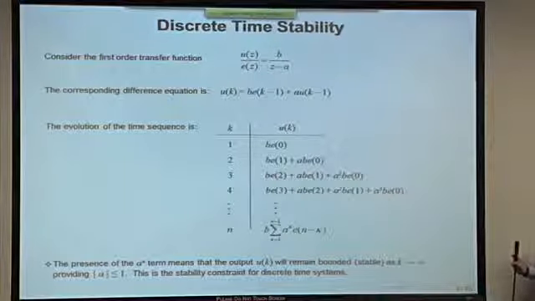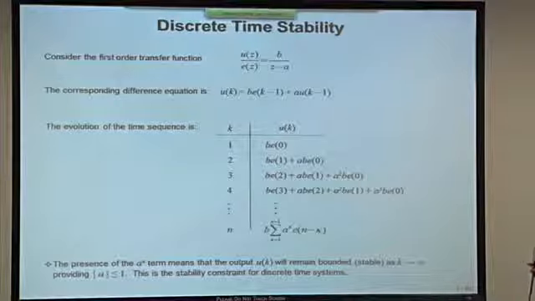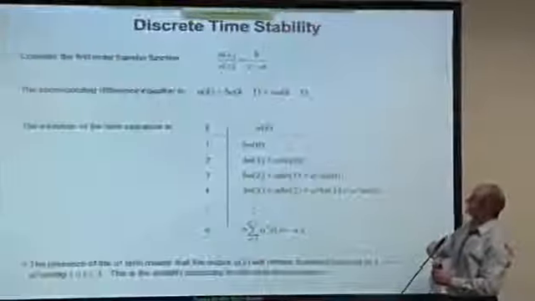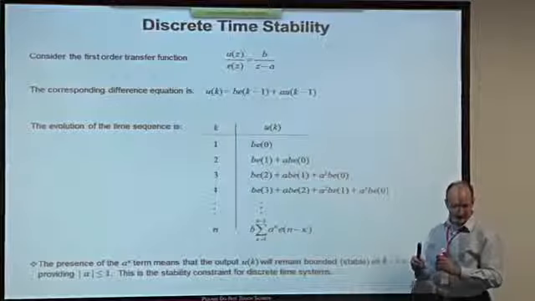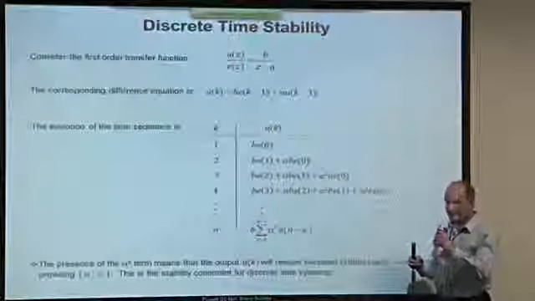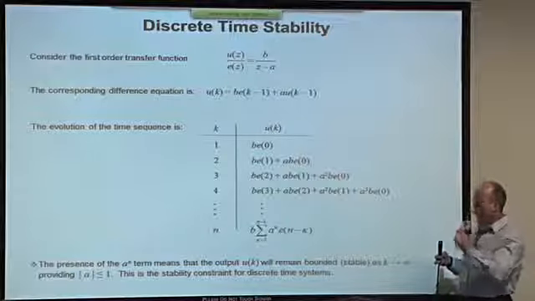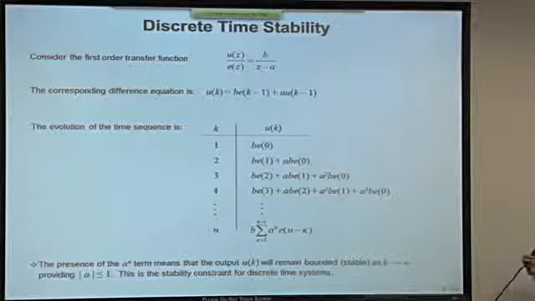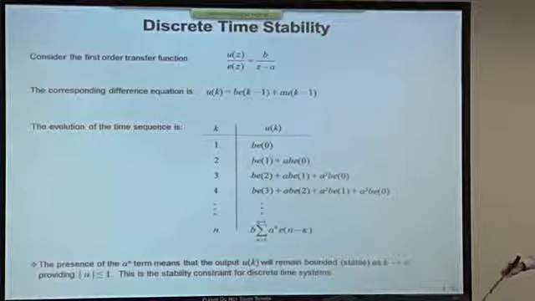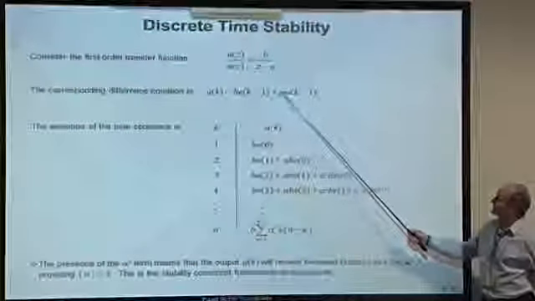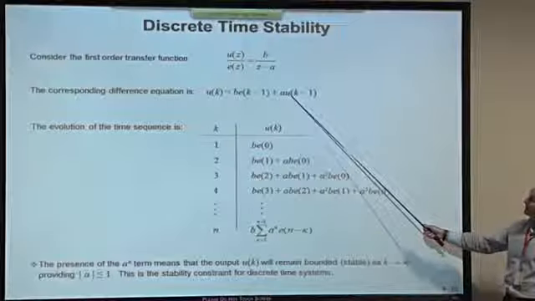Now, stability is slightly different for discrete time systems. Here is a first-order system with a pole at z equals a. And by doing exactly what we did in the previous slide, we can arrive at a difference equation for U of k, the newest value of output, in terms of the previous input, E of k minus 1, and the previous output, U of k minus 1.